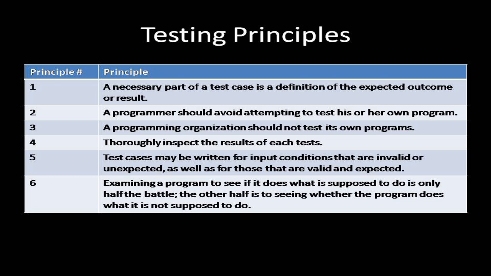The next principle is that examining a program to see if it does what it is supposed to do is only half the battle. The other half is seeing whether the program does what it is not supposed to do. This is a corollary to the previous principle. Programs must be examined for unwanted side effects. For instance, a payroll program that produces the correct paychecks is still an erroneous program if it also produces extra checks for non-existent employees, or if it overwrites the first record of the personnel file.